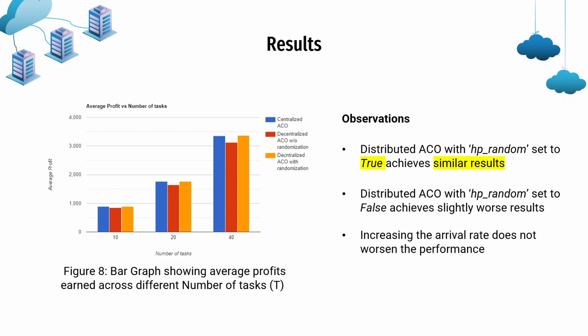As you can see, when HP_random is set to true, the distributed ACO achieves similar results to that of centralized ACO. When HP_random is set to false, it achieves slightly worse results, but still comparable to that of centralized ACO. And increasing the arrival rate does not worsen the performance of both algorithms. This ensures that our distributed algorithm is resilient to the arrival rate of tasks.